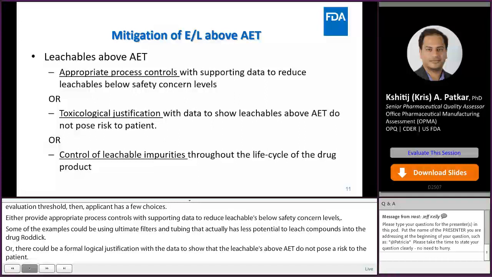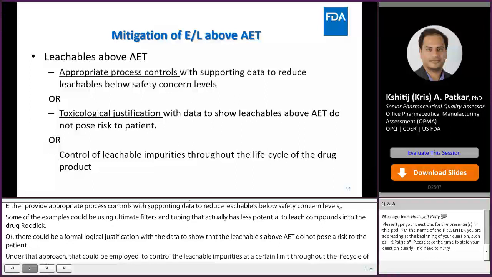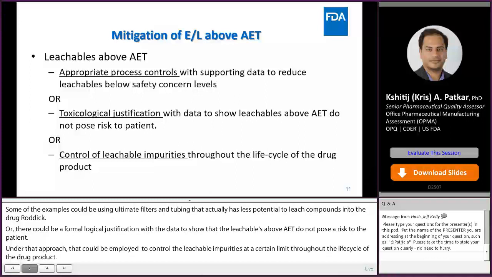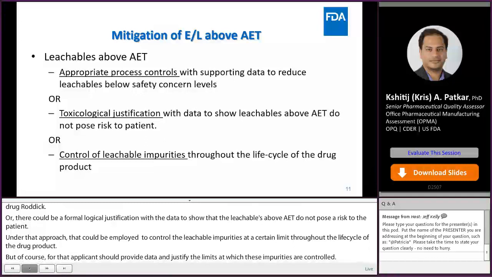Another approach that could be employed is to control the leachable impurities at a certain limit throughout the life cycle of the drug product. But of course, for that, the applicant should provide the data and justify the limits at which these impurities are controlled.